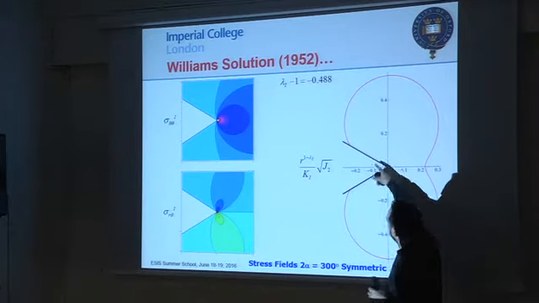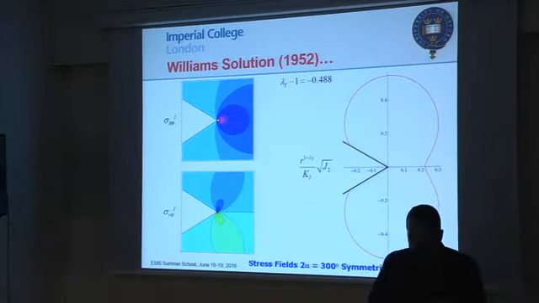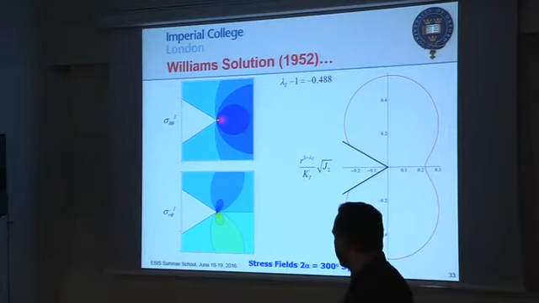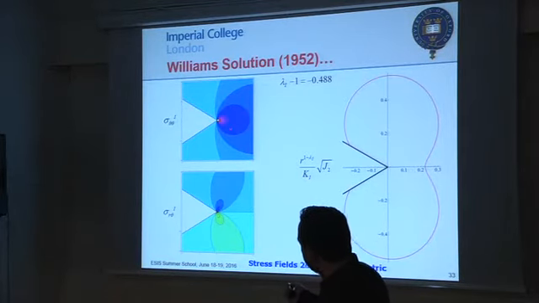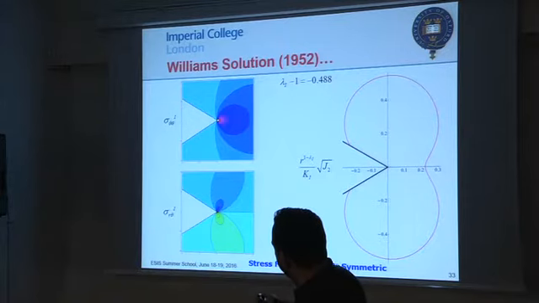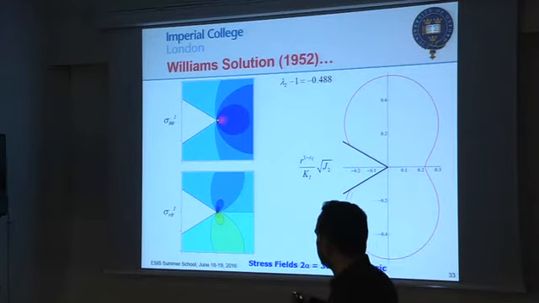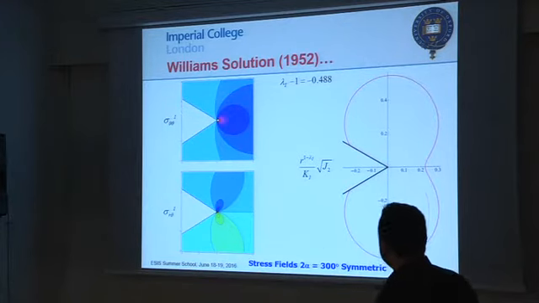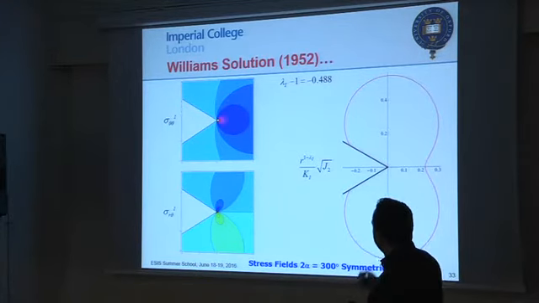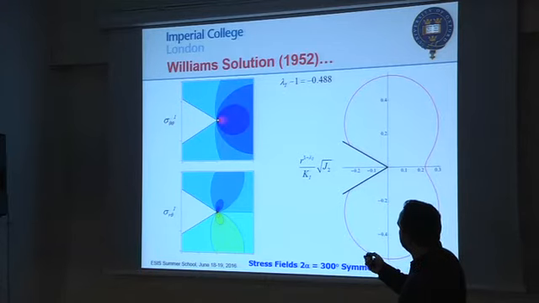That literally means we've got a notch of 60 degrees in there. The components of stress look like this. So this is sigma theta theta, I'm applying on mode 1. So this is sigma theta theta in mode 1, this is sigma r theta in mode 1. And my singularity for mode 1, lambda 1 minus 1, is minus 0.488.